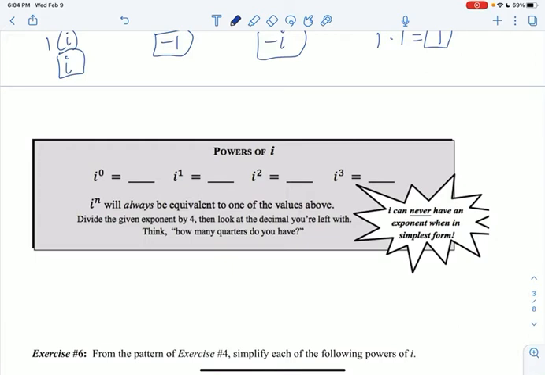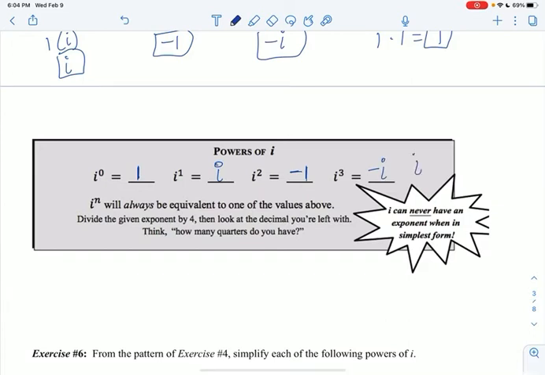You don't have to memorize them. You can always do them. i to the 0 power is 1, because anything to the 0 power is 1. i to the first power is i. i to the second power is negative 1. i to the third power is negative i. We already talked about this on the other page.